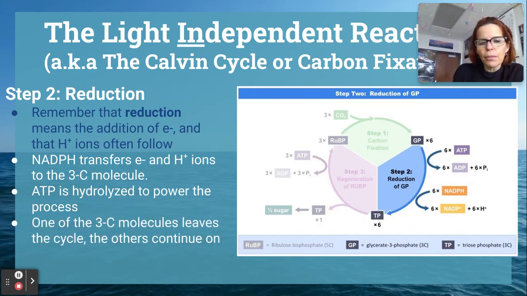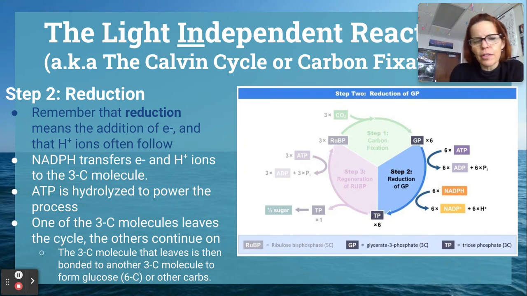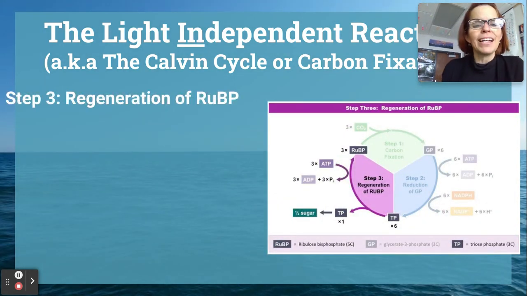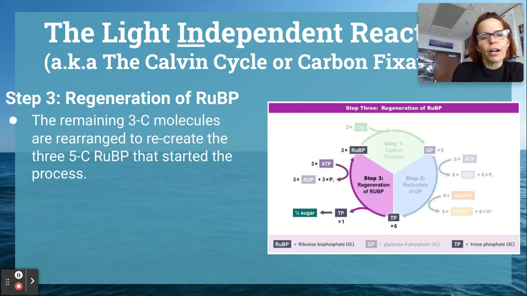One of the 3-carbon molecules is then released from the process so that it doesn't continue going through the cycle, and the others continue on through the cycle. The 3-carbon molecule that leaves is then bonded to another 3-carbon molecule to form the 6-carbon glucose or other carbs. In the last stage, step 3, it's called regeneration of RUBP.